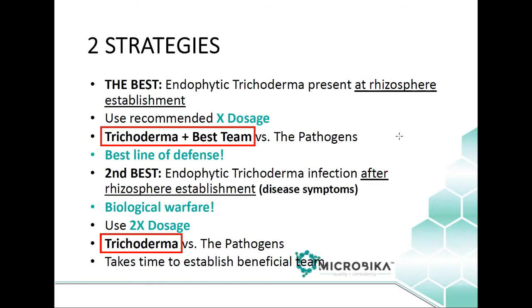The second best will always be to introduce the endophytic Trichoderma after the rhizosphere has been established, especially when there are disease symptoms present. So then you have a situation of biological warfare. Now you have to use a double dosage of that endophytic Trichoderma in order to, first of all, be able to enter the rhizosphere, fight off the pathogens, and establish a new team in the rhizosphere. So initially, it's only the Trichoderma getting in and fighting off the pathogens, and then it takes time to establish a beneficial team in the rhizosphere.